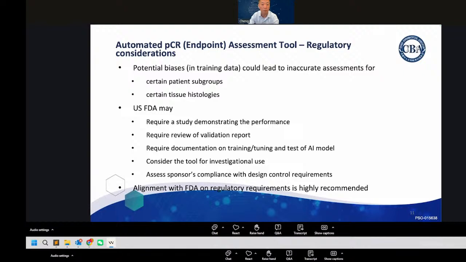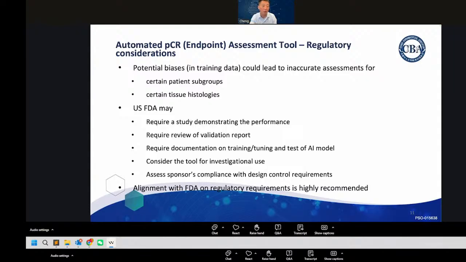Okay, all right, so let's continue. When we are using this tool as an endpoint assessment during the trial, the sponsor needs to realize and also have a good estimate of the potential bias in the training data that can lead to inaccurate assessment for certain patient subgroups or for certain tissue histologies. And the FDA may require several things. I will just go through a list very quickly.